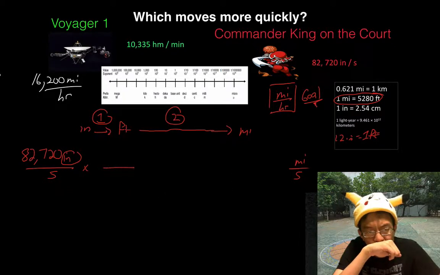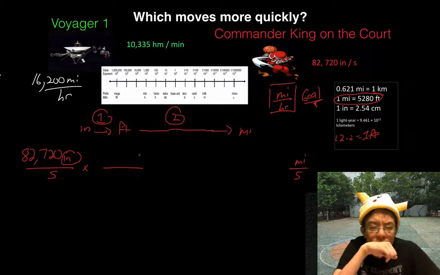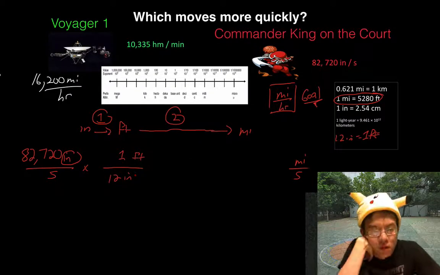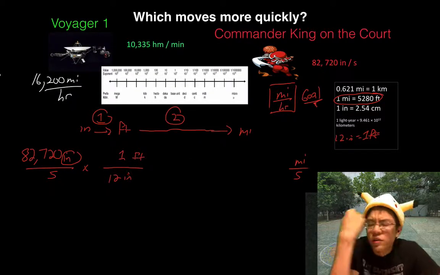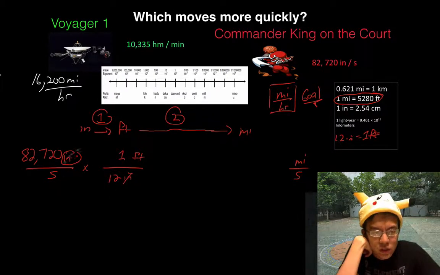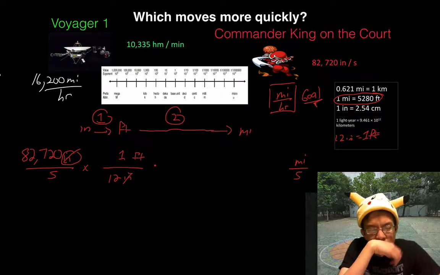I know in a foot there are 12 inches, just like in a ruler. 12 inches in 1 foot. And I'm putting the inches on the bottom because, why again? Oh, right, I want to cancel the inches. So the inches are going to cancel. All right, so I'm good. Now, I finished step 1.